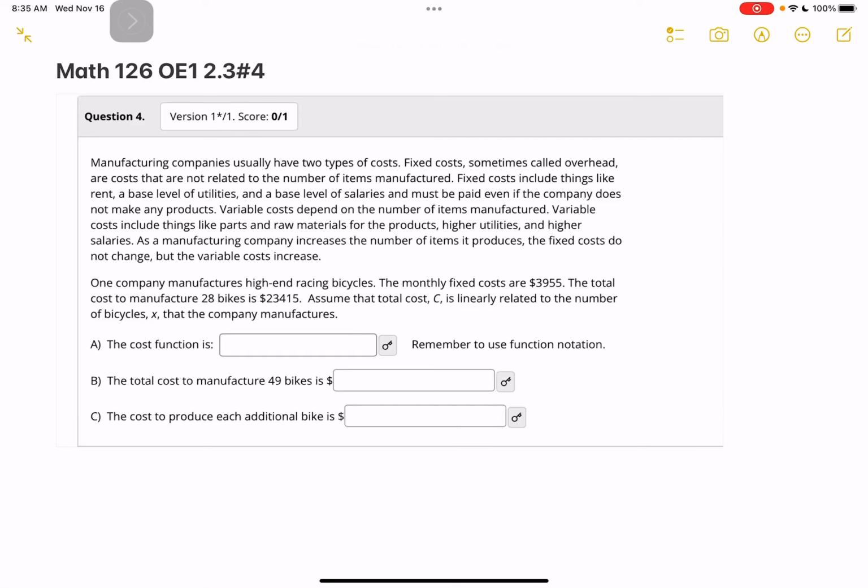Okay, here we're looking at Math 126, OE1 2.3, number 4. It says manufacturing companies usually have two types of costs. Fixed costs, sometimes called overhead, are the costs that are not related to the number of items manufactured.